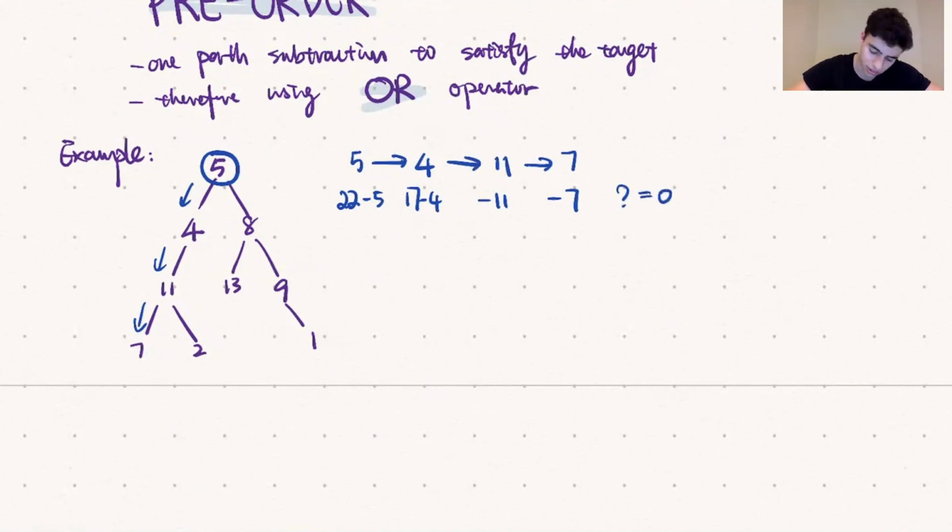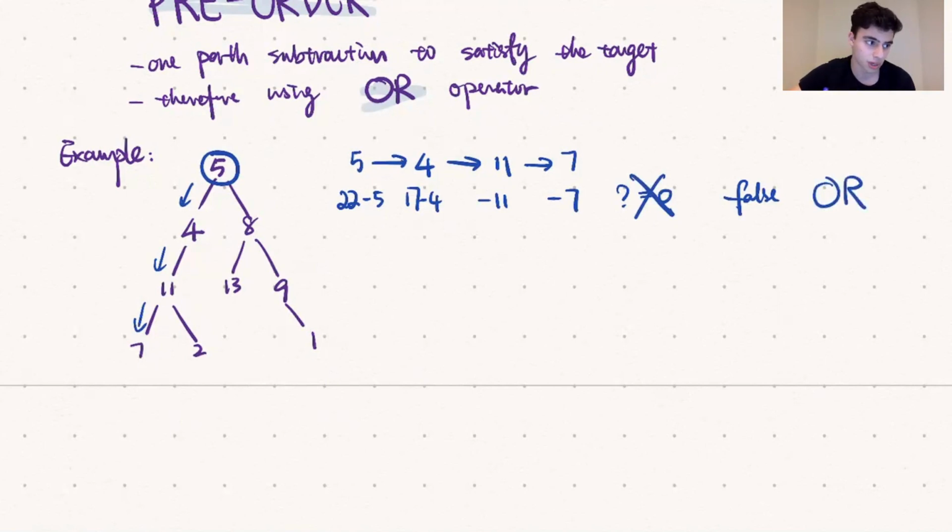Now, this is equal to 22 minus 11, giving us 11, minus another 9, giving us 2, minus 7, giving us negative 5. So this sum clearly does not evaluate to 22. Therefore, this root to leaf path is going to return false. So on our stack, we have a false. Or now we're going to evaluate the second path by popping off this member of the stack and moving rightwards.